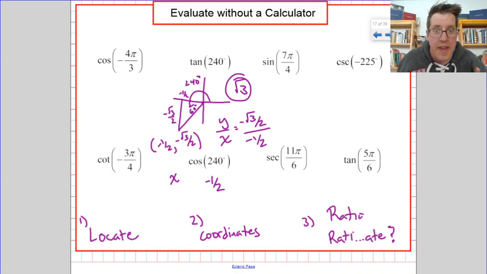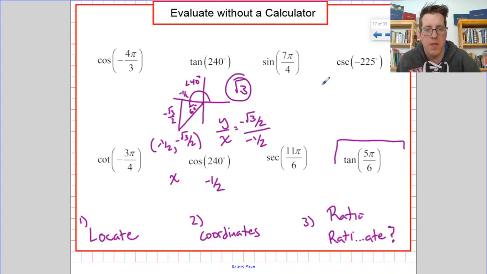Alright, so the next one I want to try, because we've already done a tangent, is this tangent of 5 pi over 6. Okay? So, locate it, coordinate it, and then ratiate it. Give it a go. Yes, good, good. Alright, so locate it. Second quadrant. Remember, 5 pi over 6 is less than pi, but not by a ton.